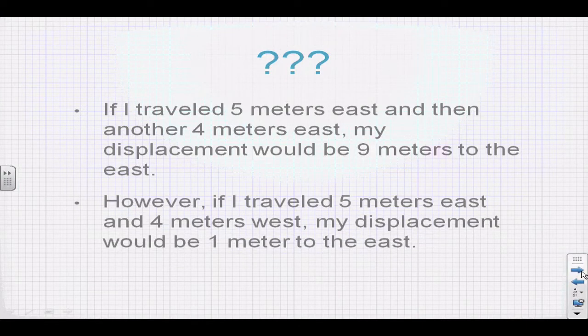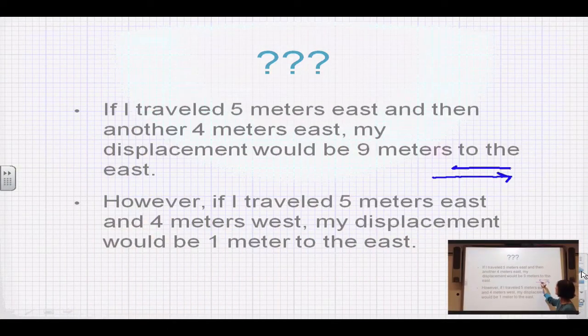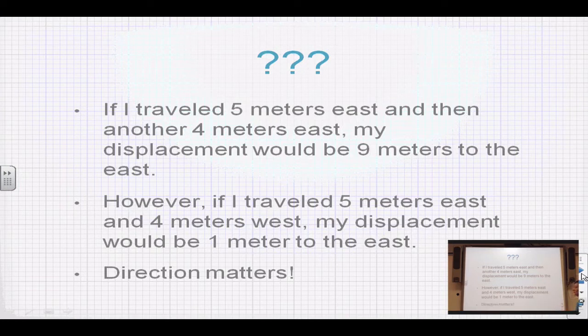On the other hand, if I travel 5 meters east, like this, and then 4 meters west, like this, well, the difference between where I started and where I ended is not 9 meters, right? It's 1 meter to the east. So we have to be careful when we are adding and subtracting vectors. We have to use different rules. The direction of the vector matters. Whether or not it's pointing east or west actually matters.